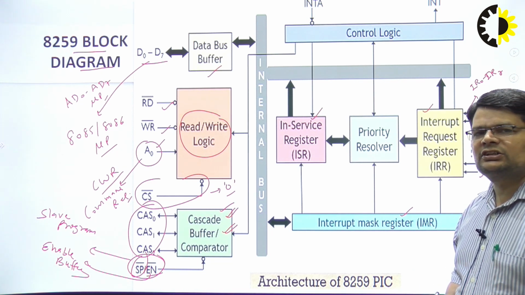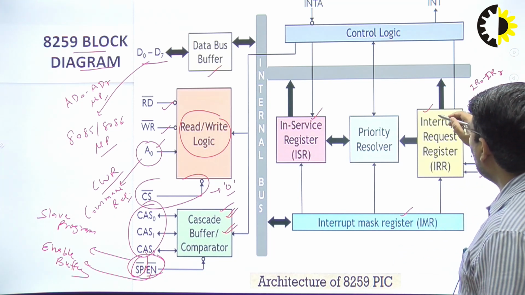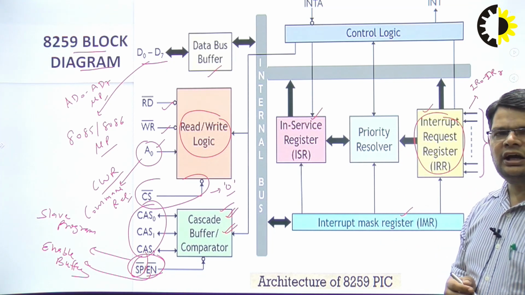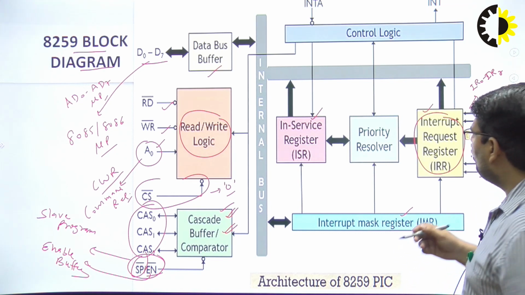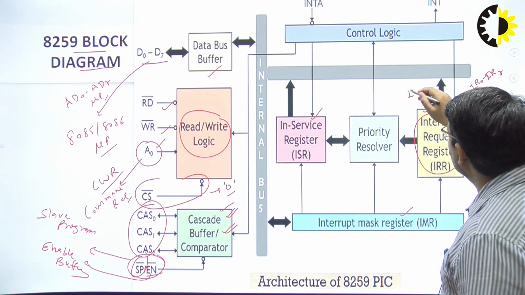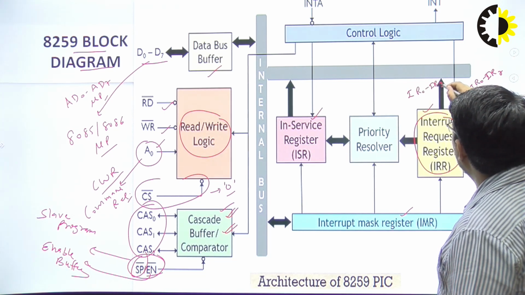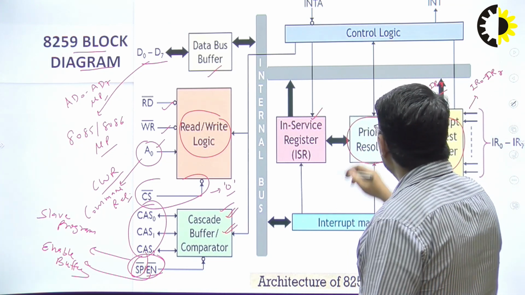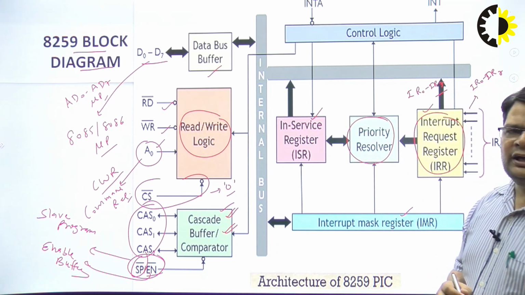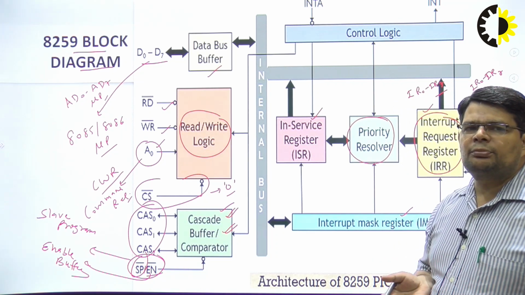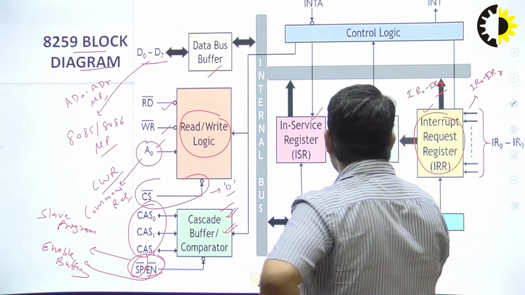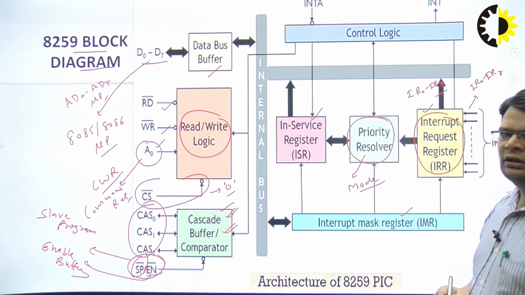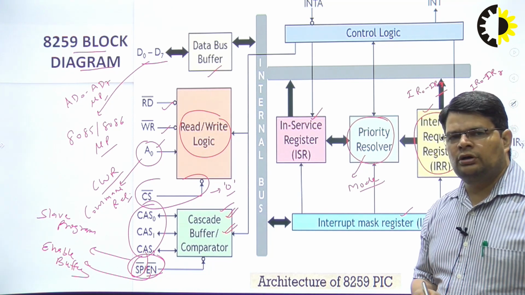All the interrupt requests which are coming are stored in the interrupt request register. This IRR register receives all the interrupt requests received by the 8259. Now this block, the priority resolver, will decide which interrupt will be the highest priority interrupt and which will be the least priority interrupt. The priority resolver will resolve the interrupt priority based upon the mode, like fully nested mode, automatic rotation mode, specific rotation mode.